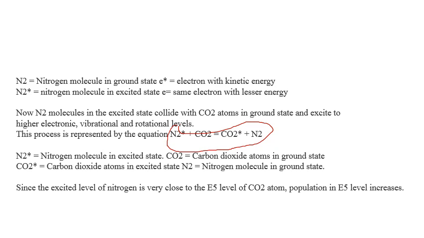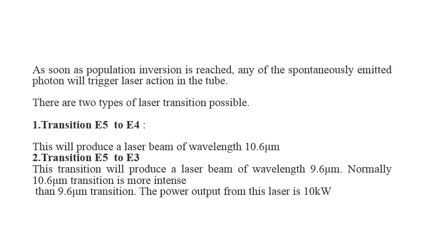As I told in the previous slide, the basic condition for this, and why we have chosen it, is that the excited level of the nitrogen is close to the E5 level of CO2. That is why we have chosen this. So this transfers the energy and populates E5 with CO2 molecules. As soon as the population inversion condition is achieved between E5 and E4, there are two types of lasing action possible from this metastable excited state. One is E5 to E4, and another is E5 to E3. E3 is another lower lasing level.